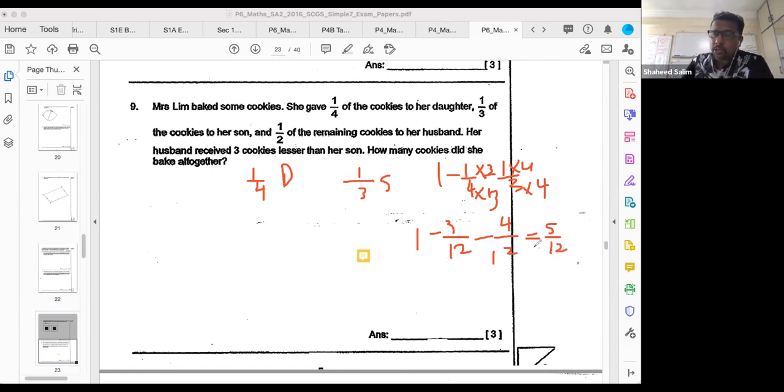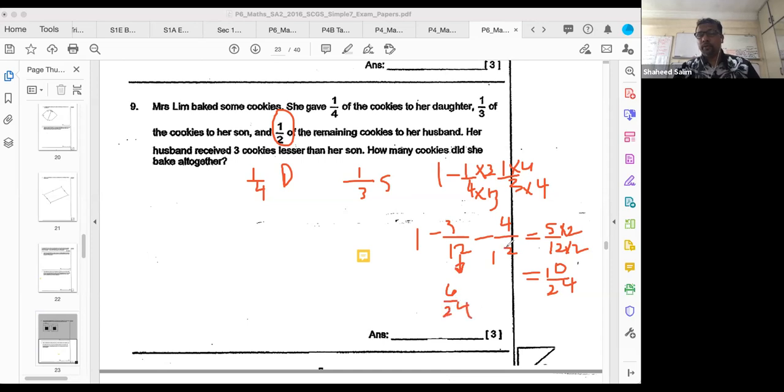Okay, I can also change it because they were going to give half of the remaining. Remaining is 5 units. So I'm going to times this by 2 also, because I want it to be a number I can divide by 2. So this is 10 over 24. This fraction is 6 over 24. This one is 8 over 24. Do you know what I'm doing?